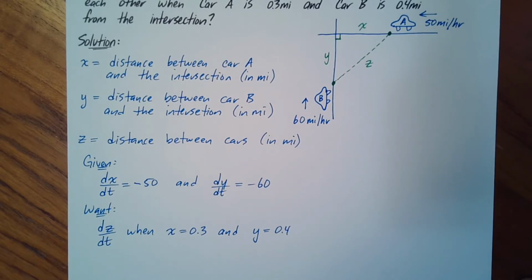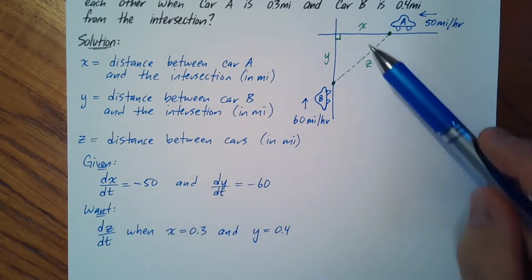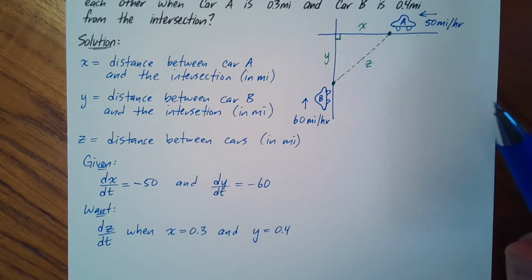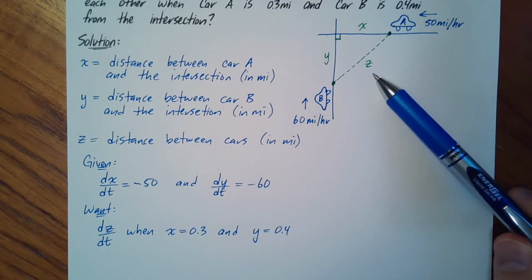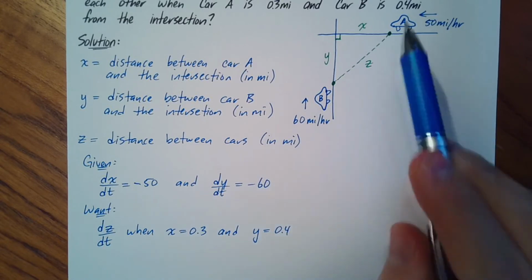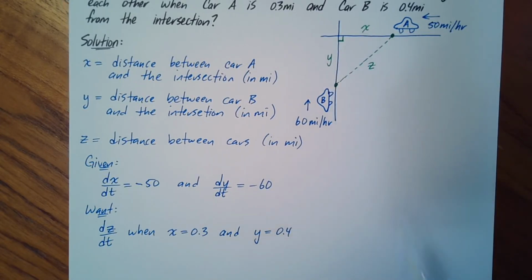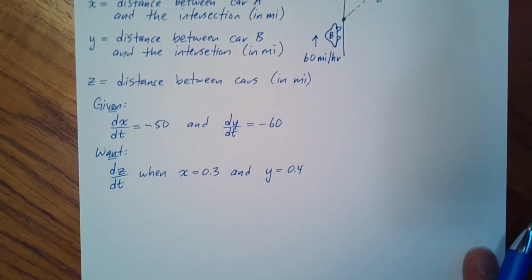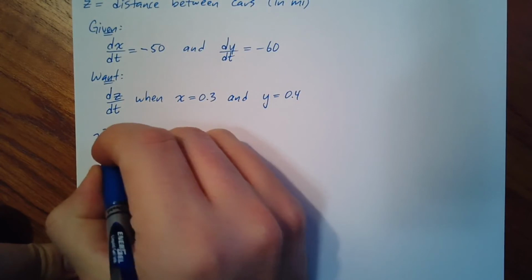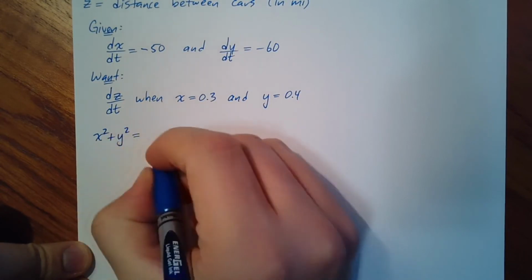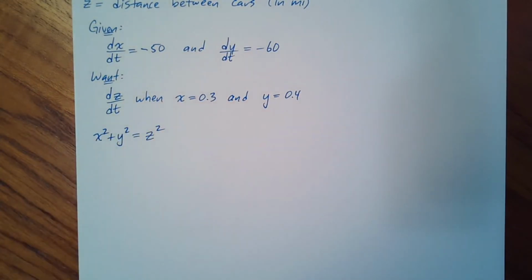But we need a relationship between our variables. Right? We need a relationship between z, x, and y. And the fact that the intersection's a right angle, that's what makes this doable. That's what gives us a pretty natural relationship between x, y, and z. We can use the Pythagorean theorem to say that x squared plus y squared is equal to z squared. So that's how we'll start this. By the Pythagorean theorem, we have that x squared plus y squared is equal to z squared.